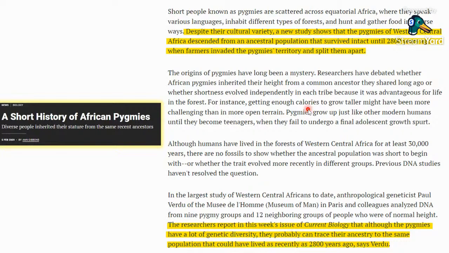So again, these pygmy peoples would have been in West Africa up until 2,800 years ago until they were invaded by farmers. So again, before 2,800 years ago, these pygmies would have been the ancient peoples of West and Central Africa.